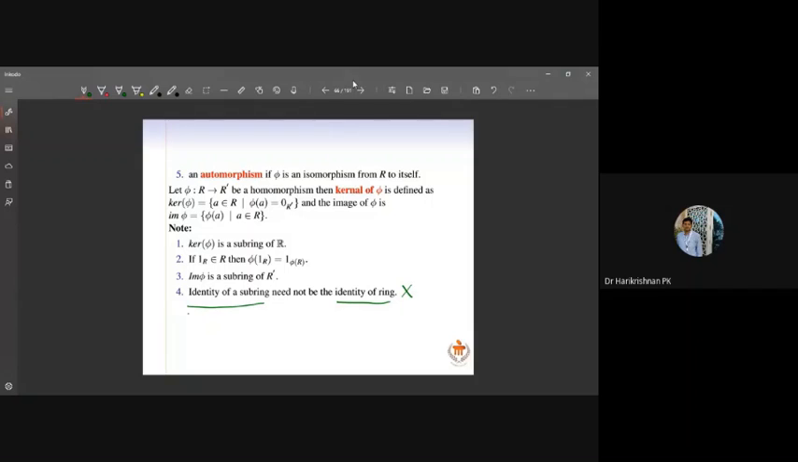Consider the integers modulo 6. If you take the integers modulo 6, you know that the identity element is the class containing 1. From this Z6, you can take a subring, that is, the integers modulo 6 with class 0 and class 3. So this is a subring of Z6. But for this subring, the identity element is 3. So here the identity element of the underlying ring is 1, and the identity element of this particular subring is what? 3. So this clearly indicates that the identity of a subring need not be the identity of the ring. So that is what I mentioned here.